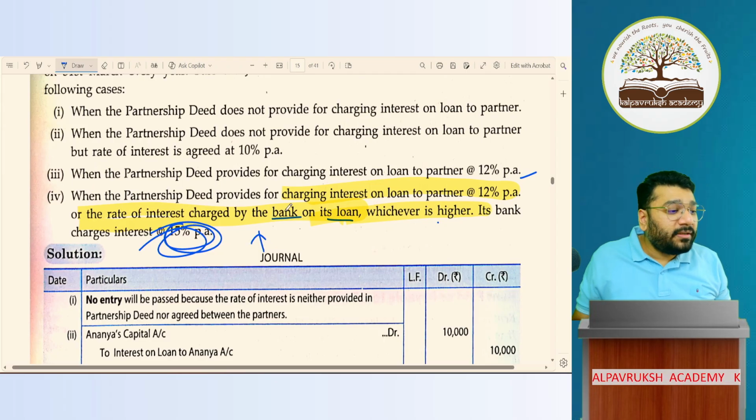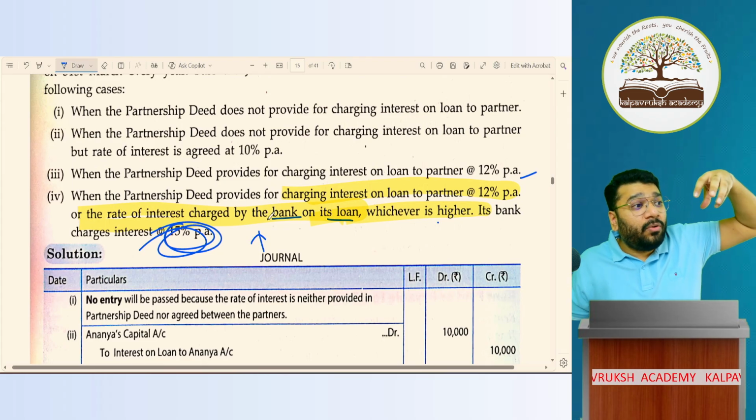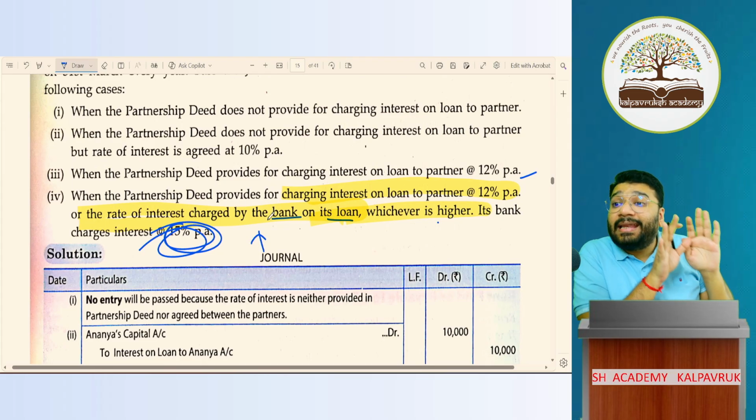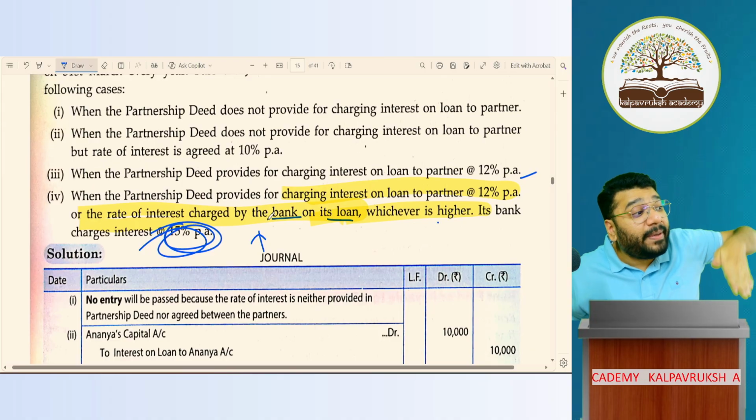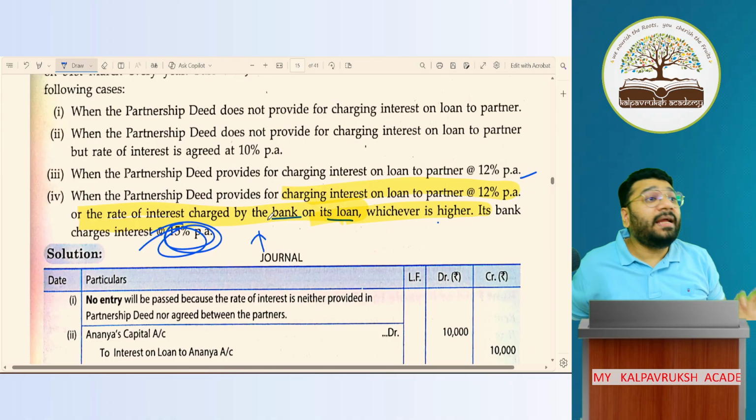So the doubt was, in the partnership deed, what is the language? Whatever I've highlighted in yellow is the language which will be copy pasted in the partnership deed in the interest on loan to partner clause. Got it? Not got it? This is clear? Can I move forward?